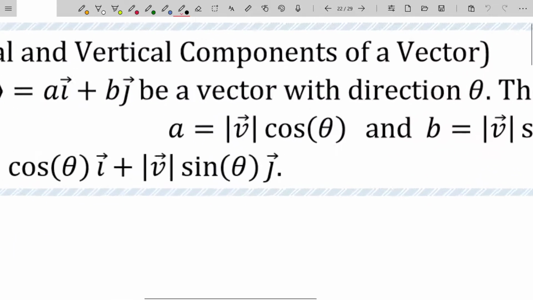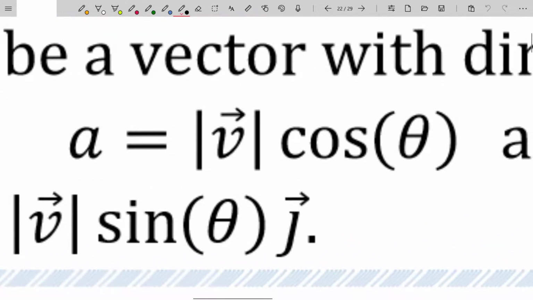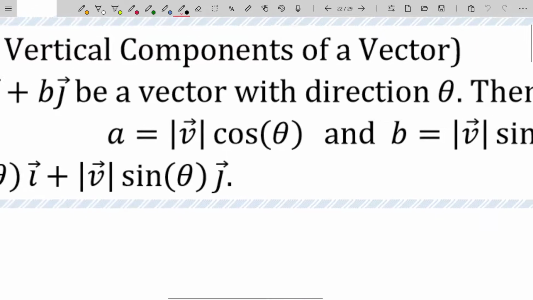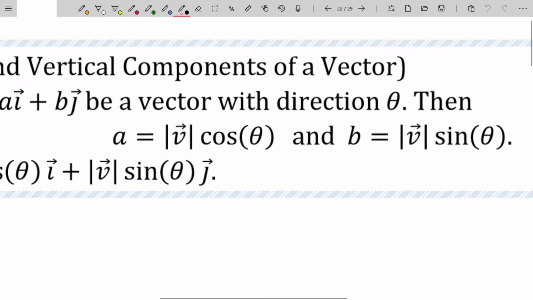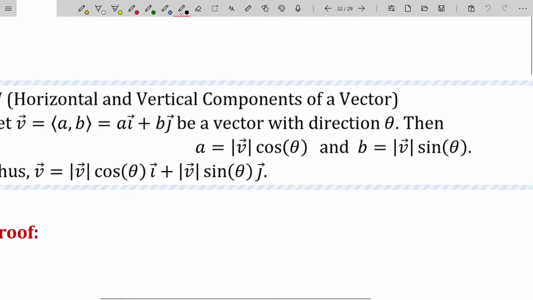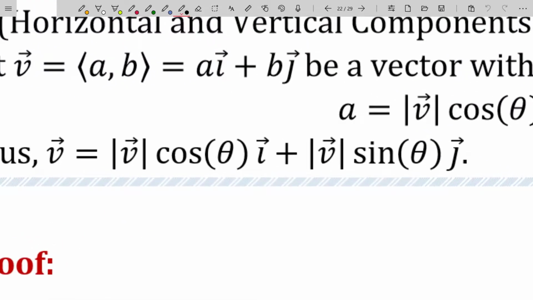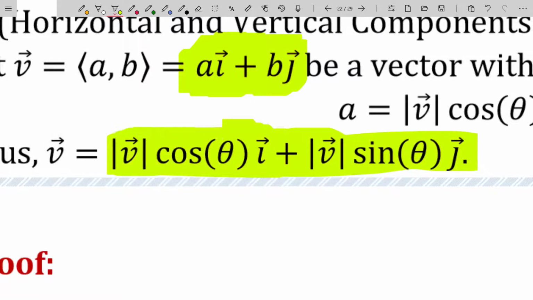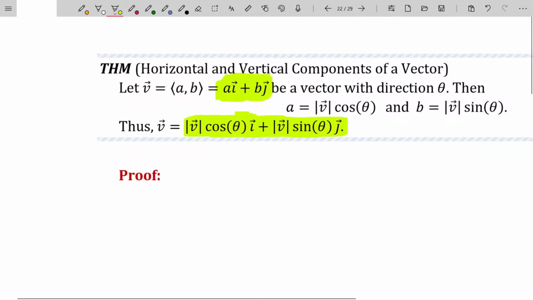The horizontal component a is equal to the magnitude of the vector v times the cosine of theta. And the vertical component b is the magnitude of the vector v times the sine of theta. That is, the vector itself can be written, since we have it right up here, as ai plus bj. You could rewrite it this way if you wanted to. You don't actually have to write it this way, but some people prefer that. I don't, honestly.